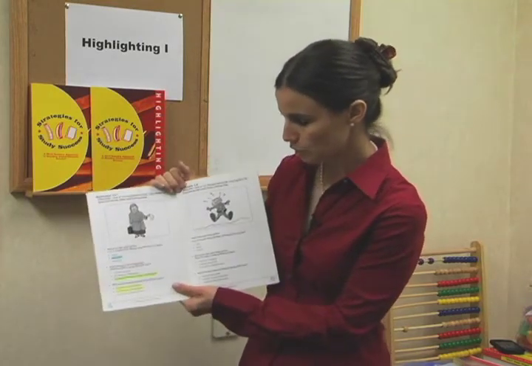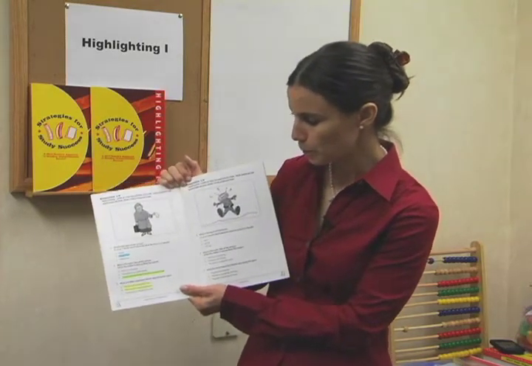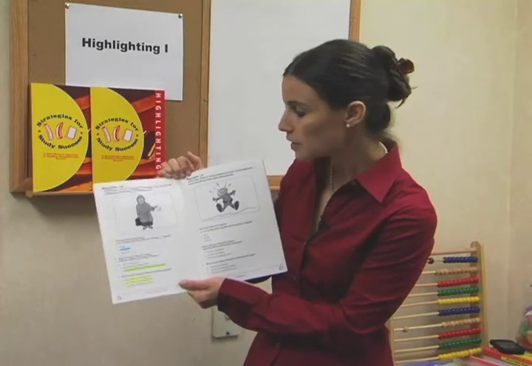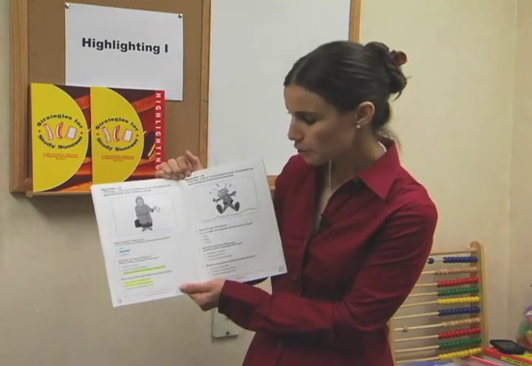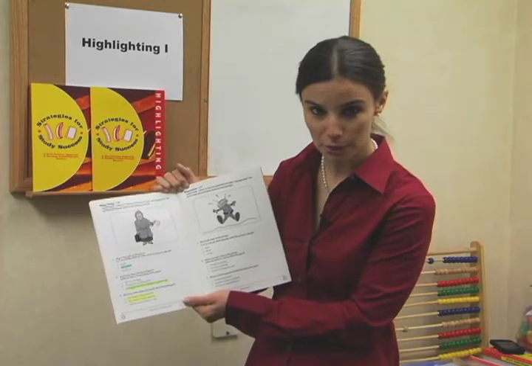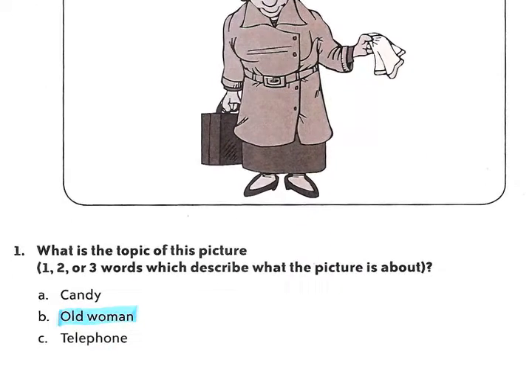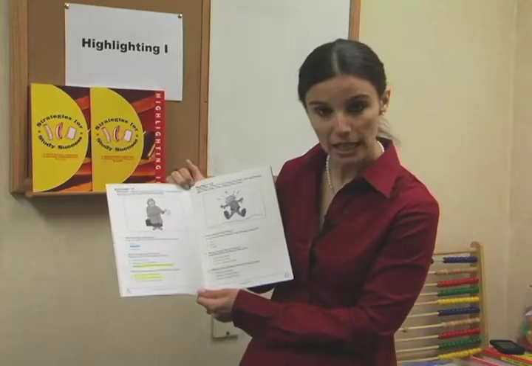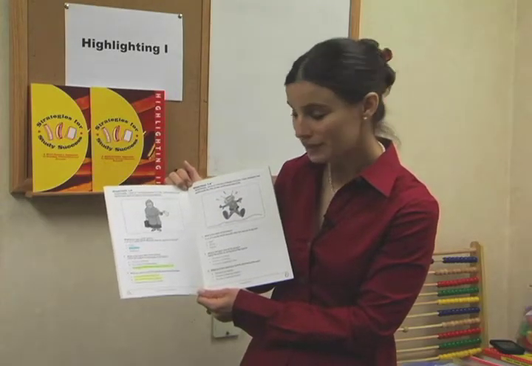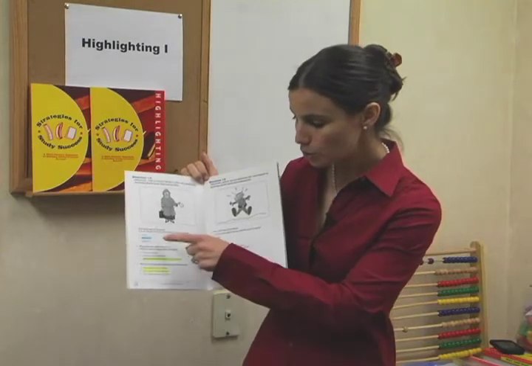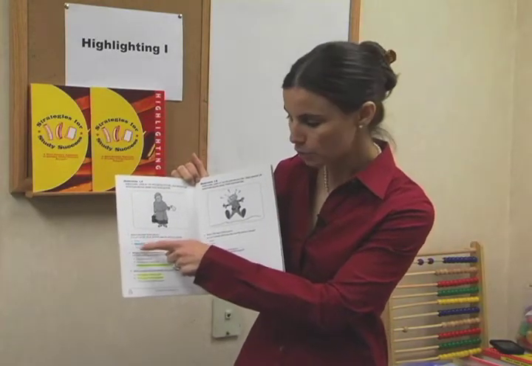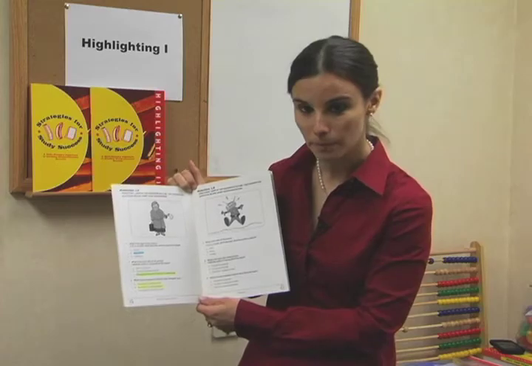Let's move to the next exercise, which is exercise 1.2. The directions say, look at the following picture, then answer the questions below using your highlighters. So let's take a look at the picture, and then we ask question 1, what is the topic of this picture? In this case, we have choices A, candy, B, old woman, or C, telephone. Here we know that the topic is old woman. So using his or her blue highlighter, the student will highlight old woman.